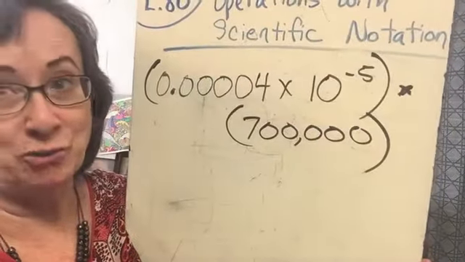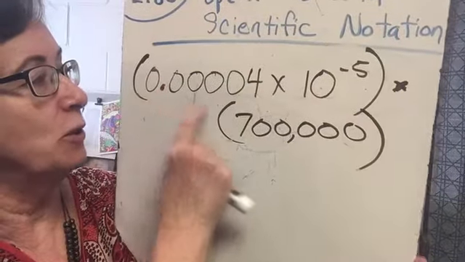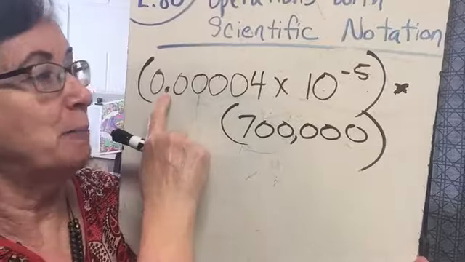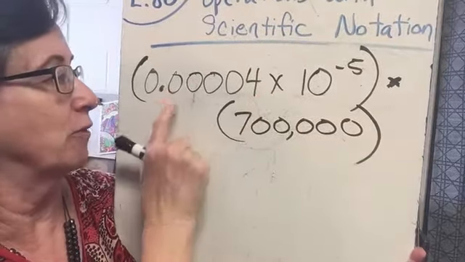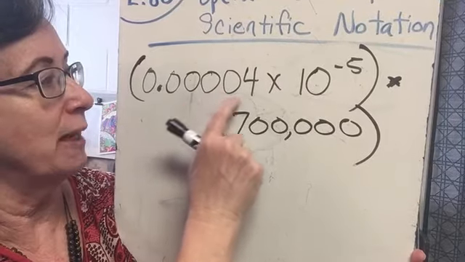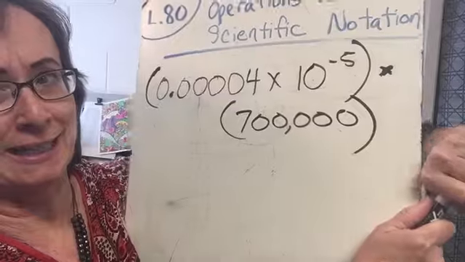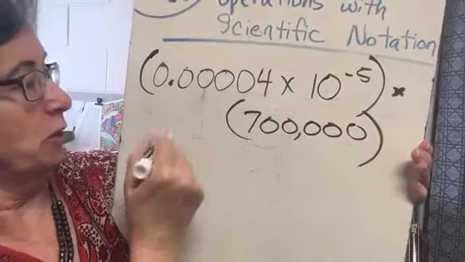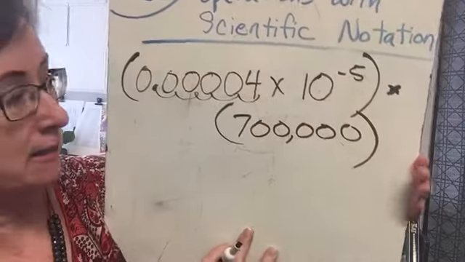So we have two things to adjust here. Okay, on the first one, we need to have the decimal right after the 4. So how many places do we have to move to get the decimal right after the 4? 1, 2, 3, 4, 5. So what we're going to do, oops, I got to take my marker lid off. It's stuck. There we go. We're going to move the decimal 1, 2, 3, 4, 5 places.